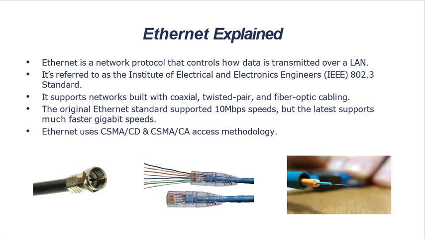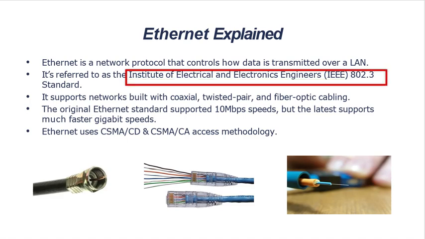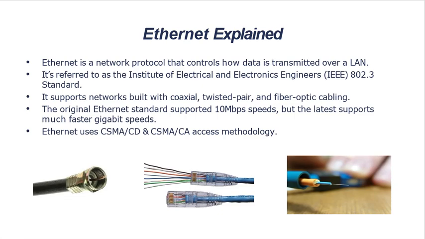Now, going back to the last lecture, remember that Ethernet is a network protocol. It's a standard that controls how data is transmitted over a local area network. It has the physical component and the logical component. In regards to the actual standard's name, it's IEEE 802.3. IEEE stands for the Institute of Electrical and Electronic Engineers. In regards to the type of cabling that it supports, it supports coaxial, twisted pair, and fiber optic, all three different types that we're going to talk about in this section.